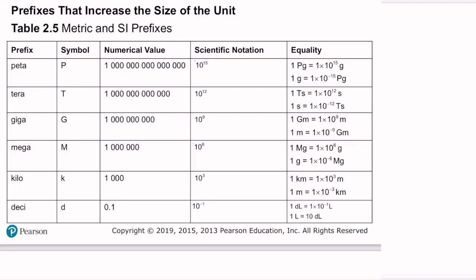Here are some examples of prefixes that are commonly used to alter our base units. For example, if our base unit was a gram, then a kilogram would be 1,000 grams. A megagram would be a million grams. A gigagram would be 10 to the ninth grams. A teragram would be 10 to the 12th grams, and so forth.